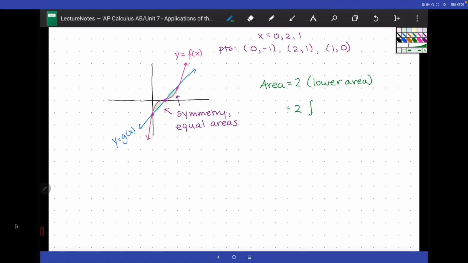So looking at just the x-coordinates, because we're going to make it a dx problem. The x-coordinate for this point of intersection is 0, and the x-coordinate for this point of intersection is 1. So we can go from 0 to 1. And then in this lower area, the top curve is the cubic, and the bottom curve is the line. So it'll be the cubic minus the line.